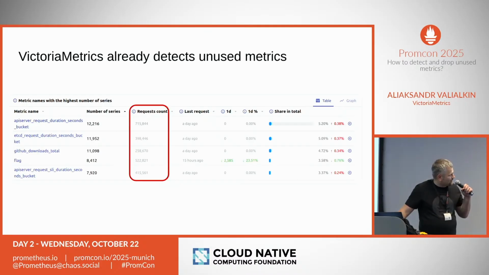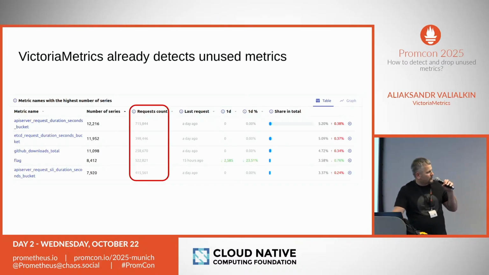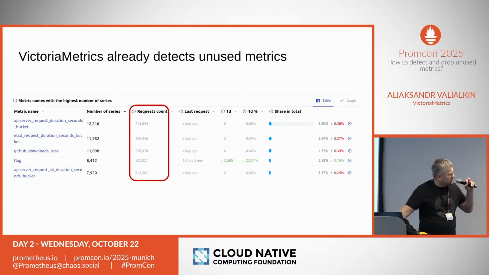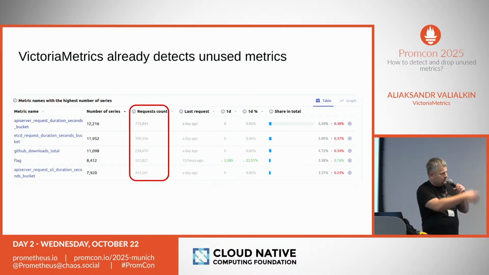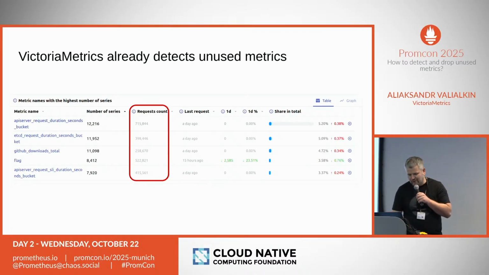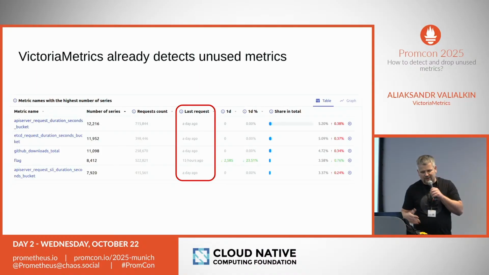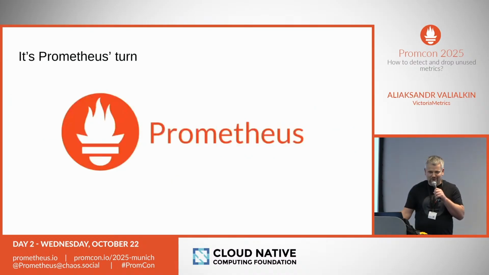You can see here metric names with the top number of time series, and you can see here the number of select requests for these metrics, and the last time these metrics were queried. And if you see 0 in this row, then obviously you can drop this metric. Or if you see that the metric was requested a long time ago, then probably it's also a good idea to remove this metric. And the call to action is: let's implement it in Prometheus.